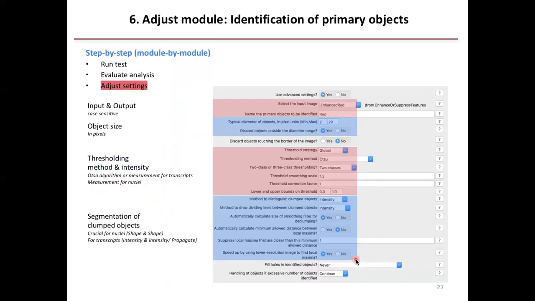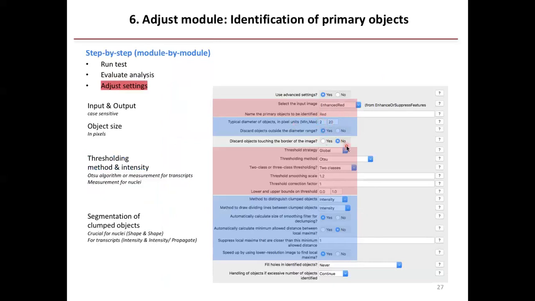So how do these model settings look like? In this model, again, identify primary objects. On the top, you have input file and output objects. Then the size filters are set. These are in pixel units, so they will vary with the magnification you imaged. I'm usually not very stringent here.